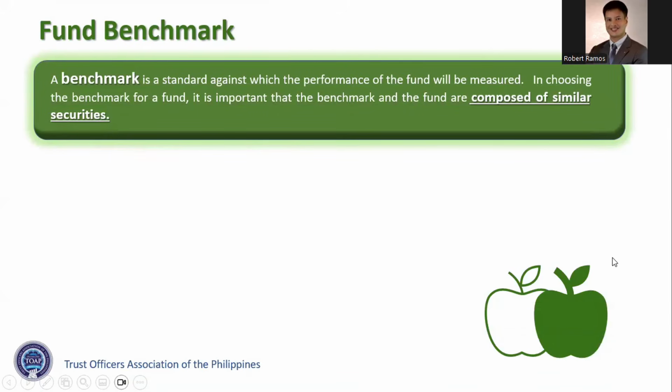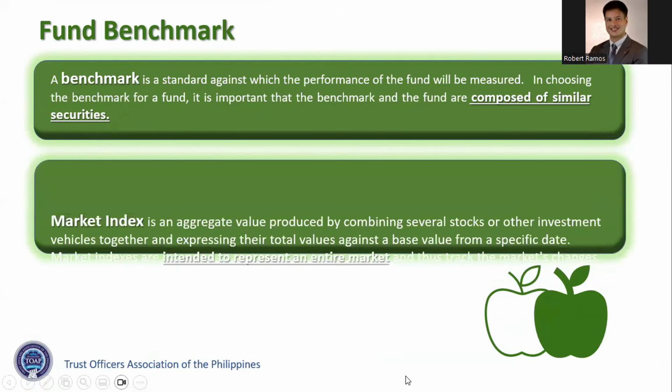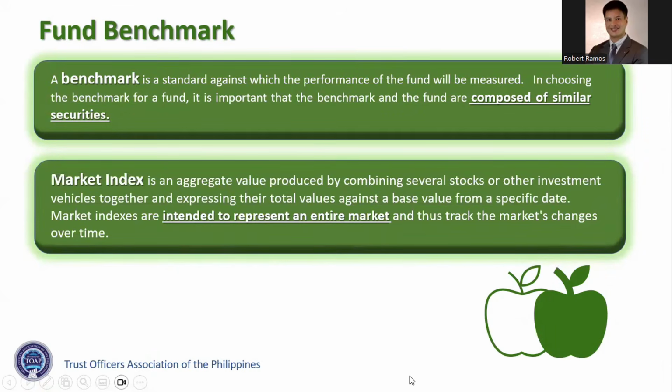So when selecting a benchmark, it is a standard against which the performance of the fund shall be measured. When choosing one, it is important that the benchmark of the fund be composed of similar securities. So a market index is an aggregate value produced by combining several stocks or other investment vehicles together and expressing their total values against the base value from a specific date. Indices are intended to represent an entire market and thus track the market changes over time.